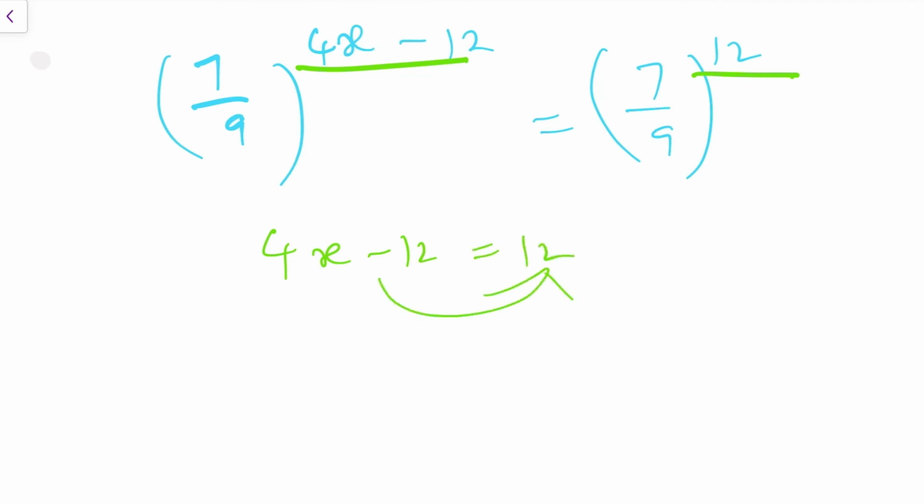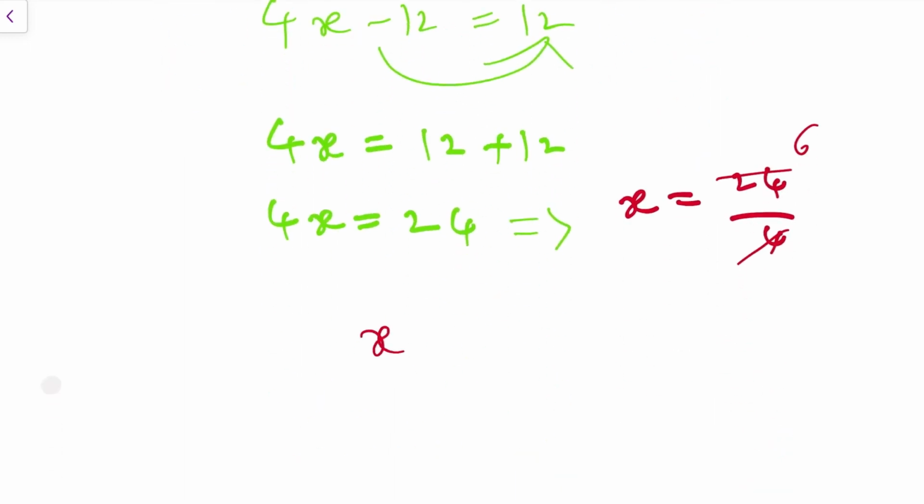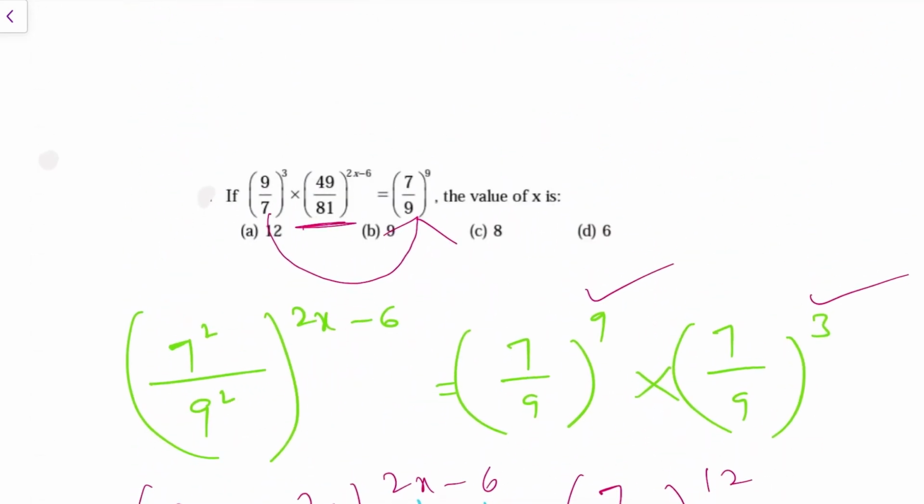Take minus 12 to the right side. If you take the minus 12 to another side, then it becomes plus 12. So 4x is equals to 12 plus 12. Then 4x is equals to 24. Then what will be the x value? x is equals to 24 by 4. 4 sixes are 24. So x is equals to 6. That is option D.